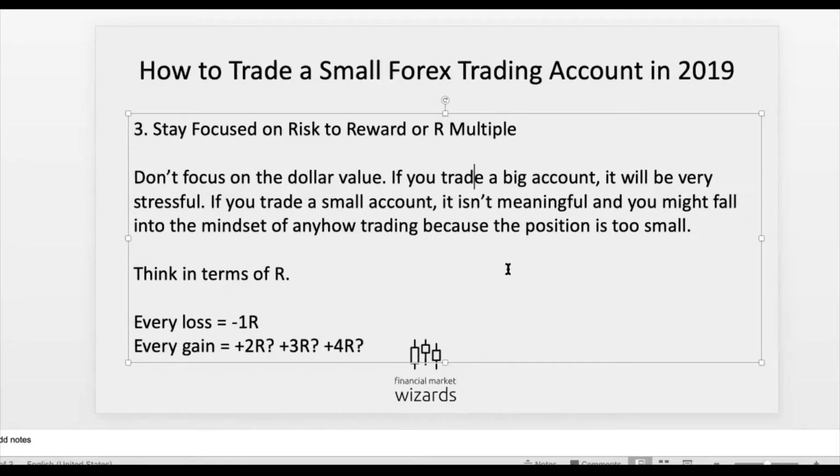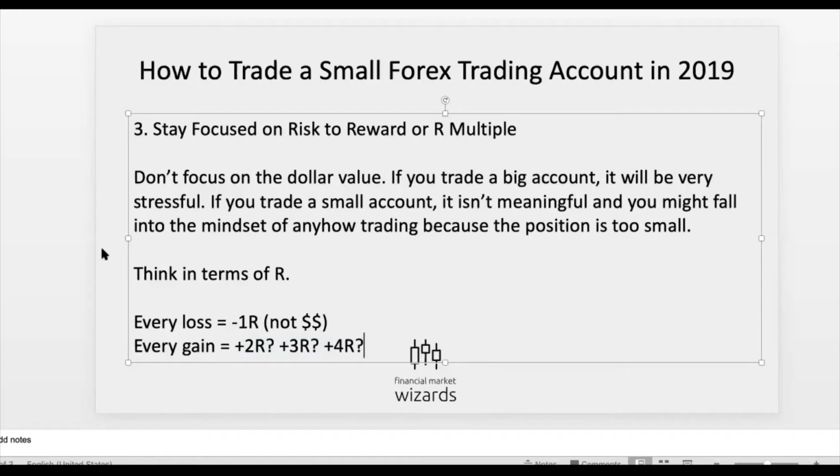Do things right. Don't focus on the dollar value. In fact, think in terms of R, as we explained earlier. So every loss, just see it as a 1R loss. There is no money, you don't see the dollar sign. Just tell yourself, okay, it's just a 1R loss. And if you gain, of course, it depends on your trade. Is it a 2R gain, 3R gain, 4R gain? This way, when you trade a bigger account, it stays the same. My loss is still 1R, my gain is still 2R. And that helps to keep your trading psychology in check.